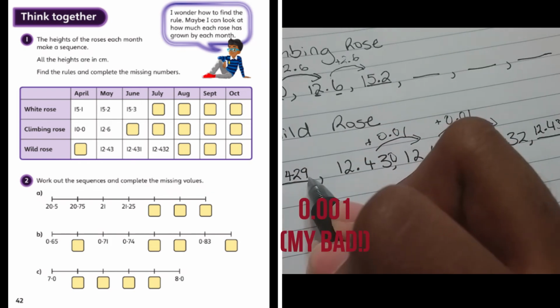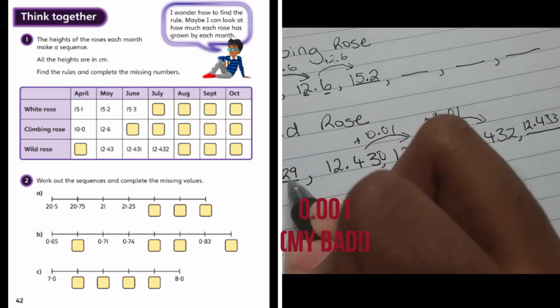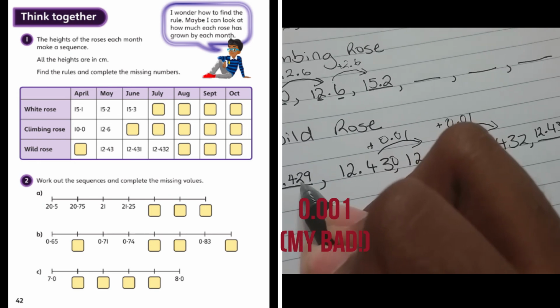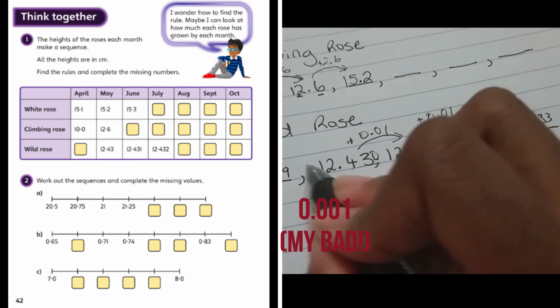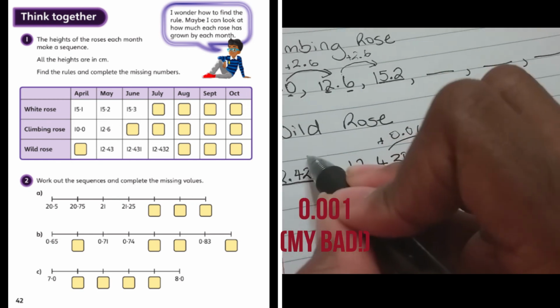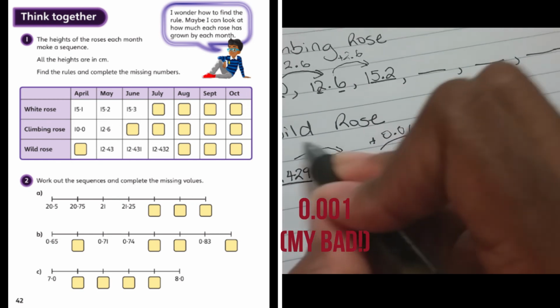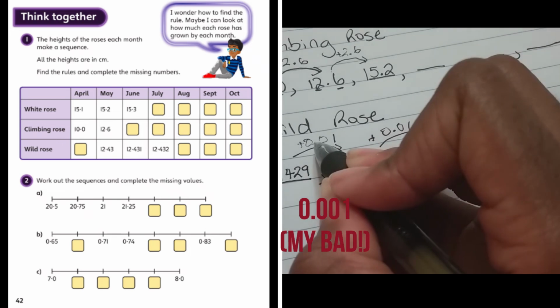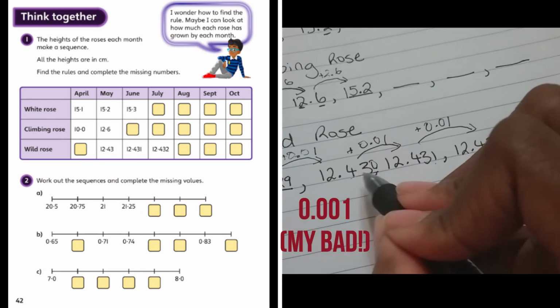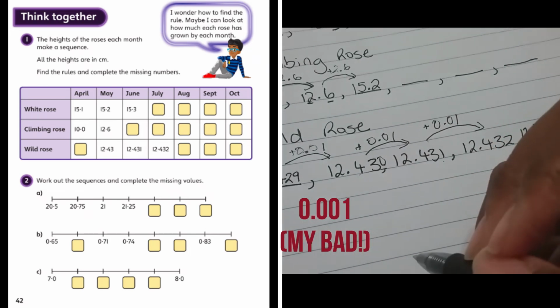So I changed my thousandths place, and it ended up affecting my hundredths place as well. Remember what I told you about those patterns. You can look at them in groups if it helps. But now I can see that when I add a thousandth to this, it does go up to 12.430.